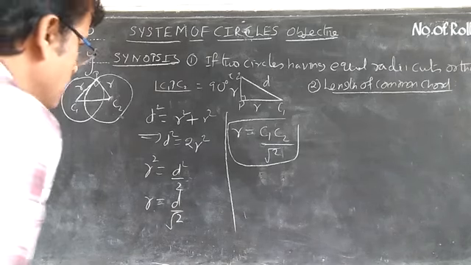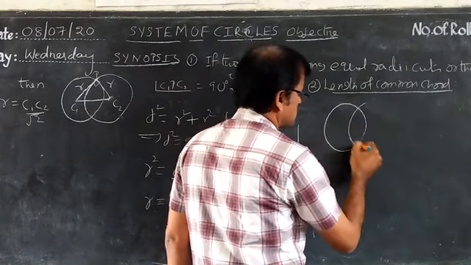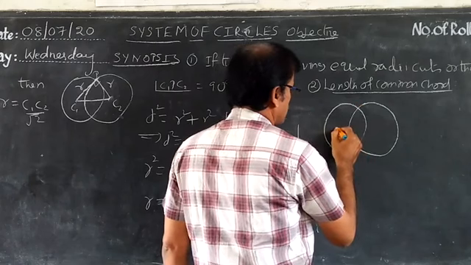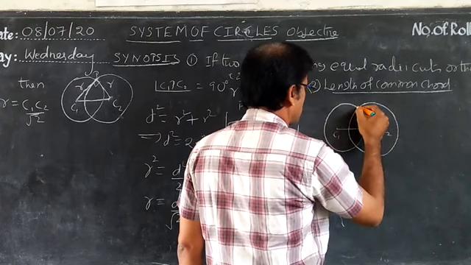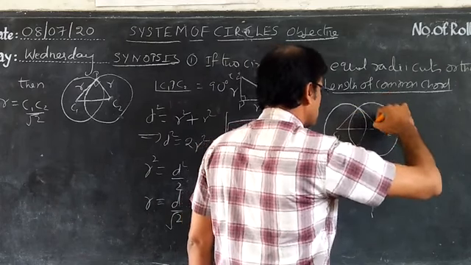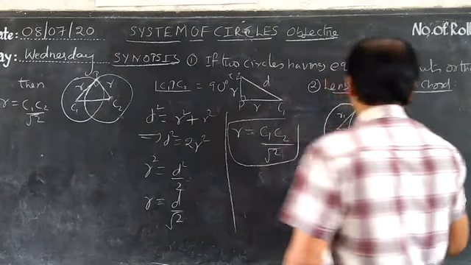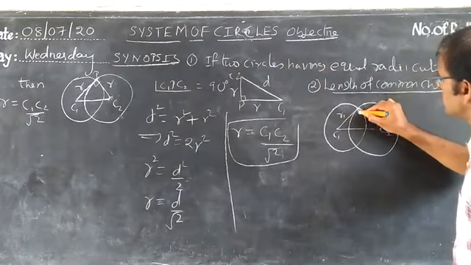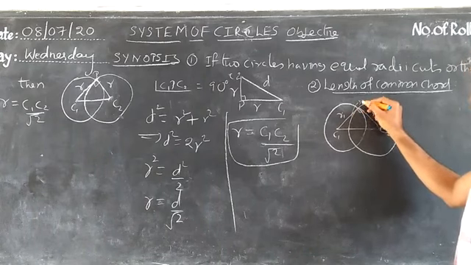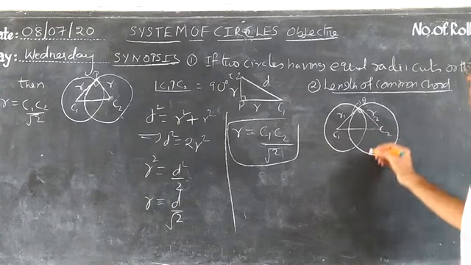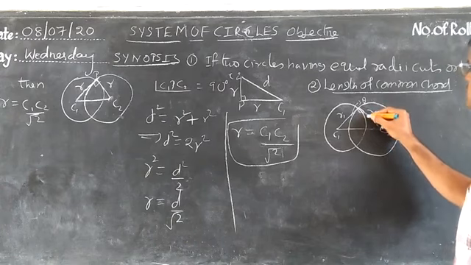According to intersecting circles, let us consider intersecting circles. Put C1 here, C2 here. This is the line joining C1C2. Draw like this. This is R1 and this is R2. Students, we know that the angle in a semicircle is 90 degrees and this is theta. So whenever this is theta, this becomes 90 minus theta.